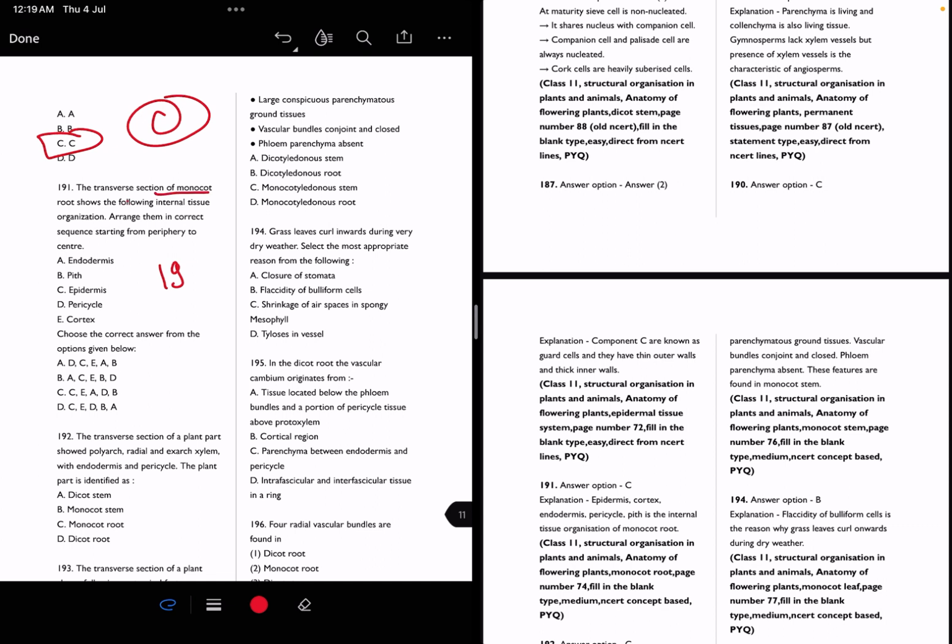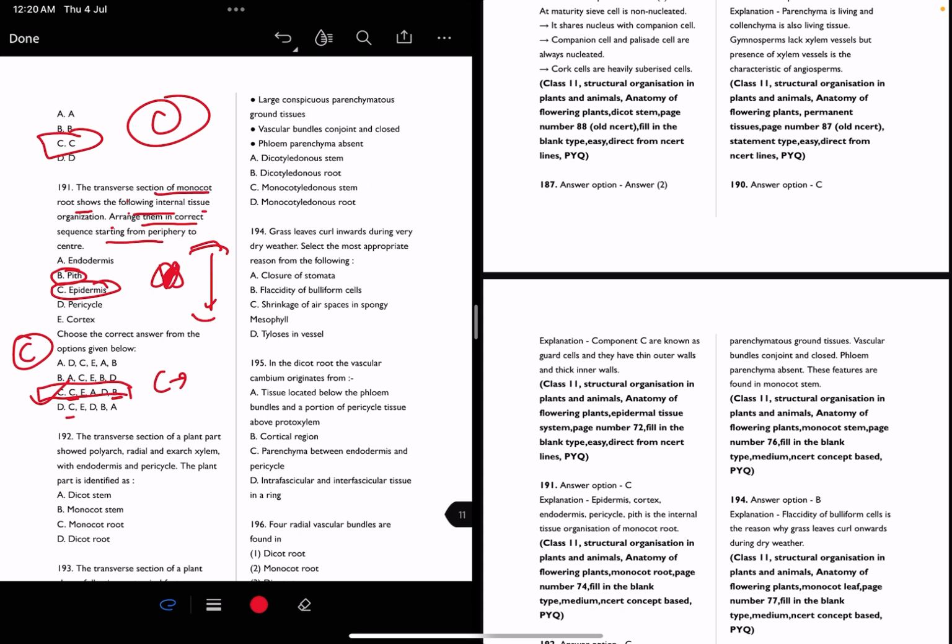The transverse section of the monocot root shows the following internal structure. Arrange them in the correct sequence, from periphery to center. Outermost is epidermis, so C is the first one. Innermost is pith, so B is pith. You can mark this as the approach to solve the question.